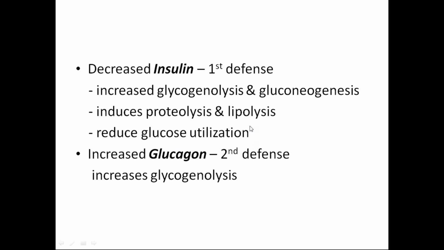So the amount of glucose used up by the body will be decreased. So decreased insulin causes these effects. The second defense is increased glucagon. So what does glucagon do? It just increases glycogenolysis. It increases the breakdown of glycogen to glucose in the liver.